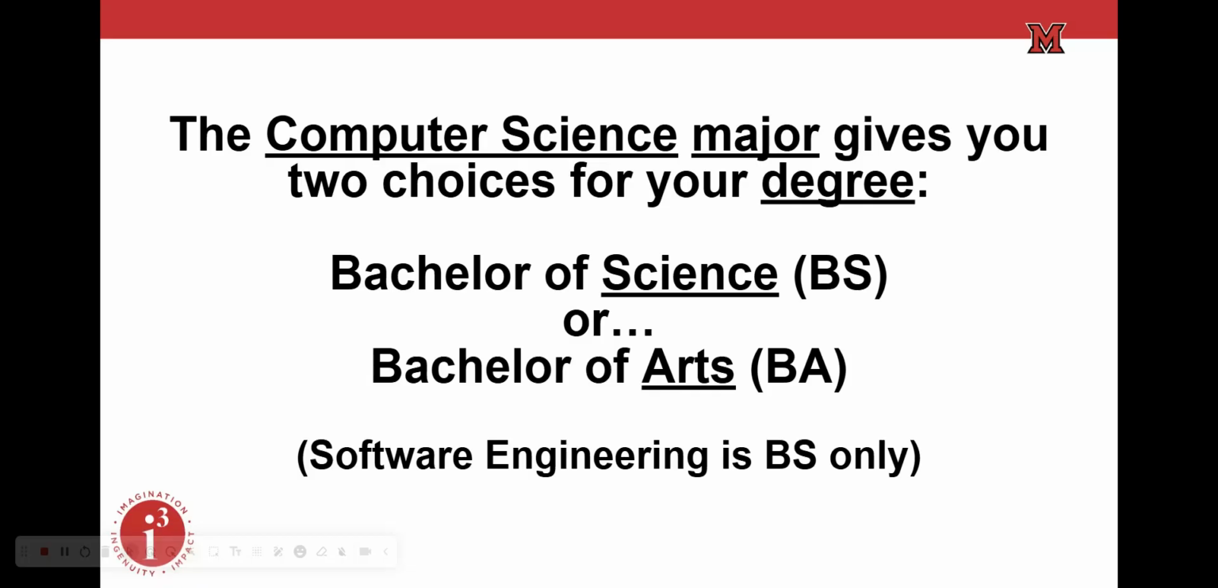So the computer science major gives you two choices for your degree, a Bachelor of Science, a BS, or a Bachelor of Arts, which is a BA. Software engineering is only a BS degree.